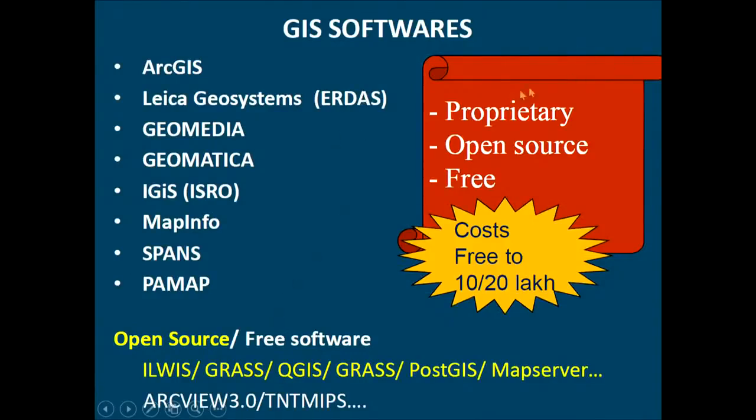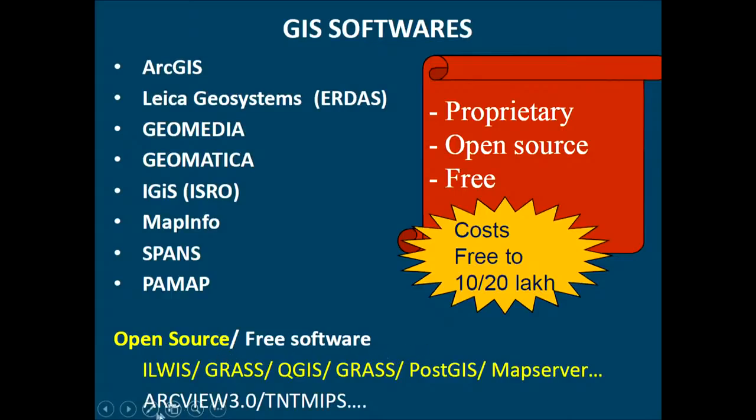Now after some examples, there is some proprietary software also for GIS, like ArcGIS. It is basically for vector data handling. Similarly, Leica Geosystems or ERDAS, this is for raster data handling, primarily for that one. GeoMedia again for vector, Geomatica again for raster data. IGIS developed by ISRO integrates both raster and vector data. MapInfo, SPANS or PAMAP.